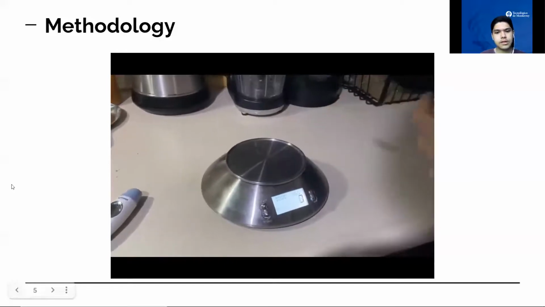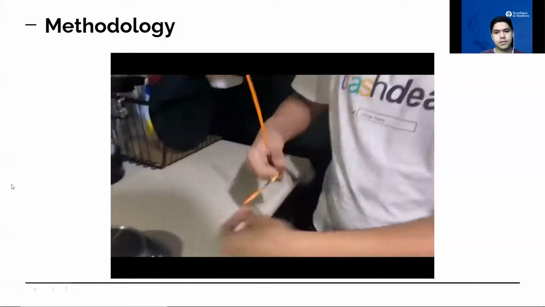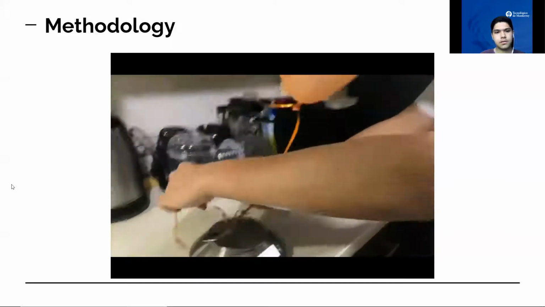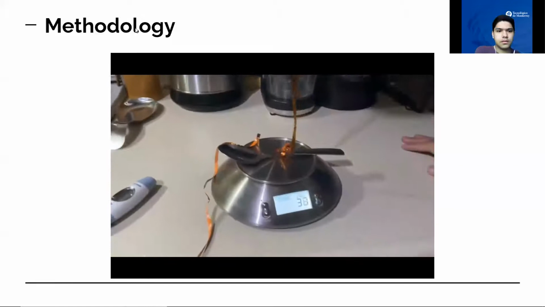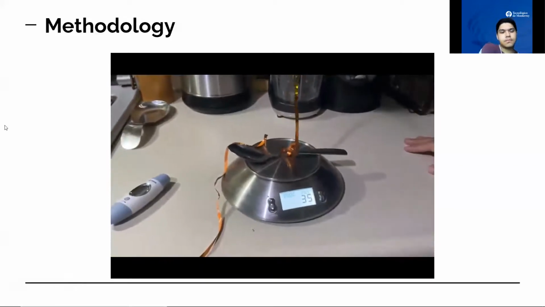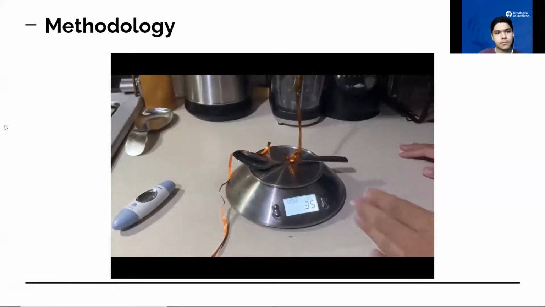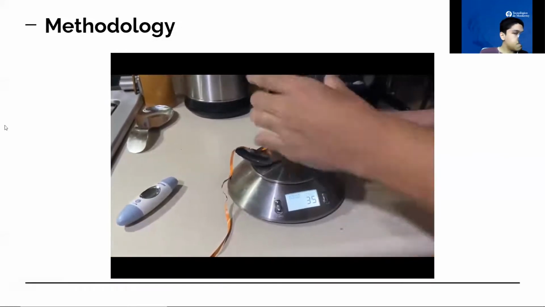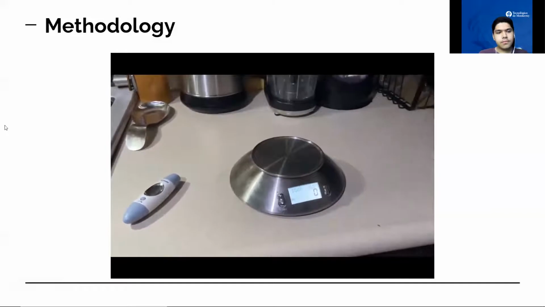So now we wrap the balloon around the spoon, and we measure the weight again. So now we know that the force of buoyancy in the balloon is at least 2 grams. And we do the same for the other balloon.